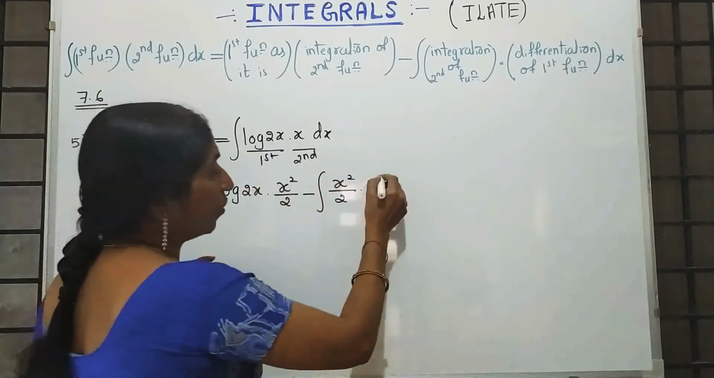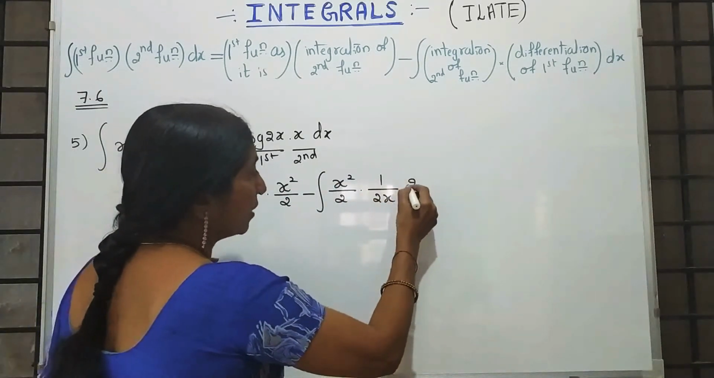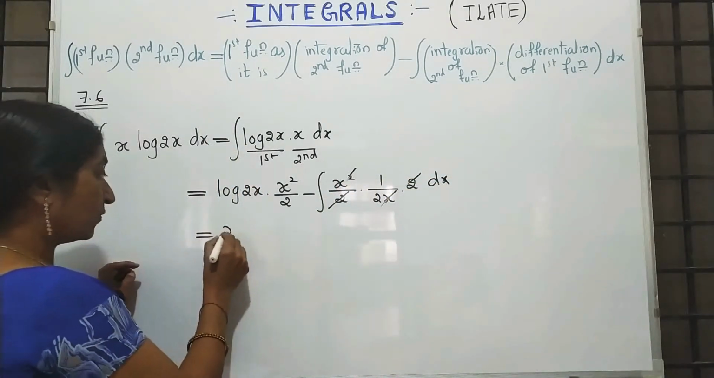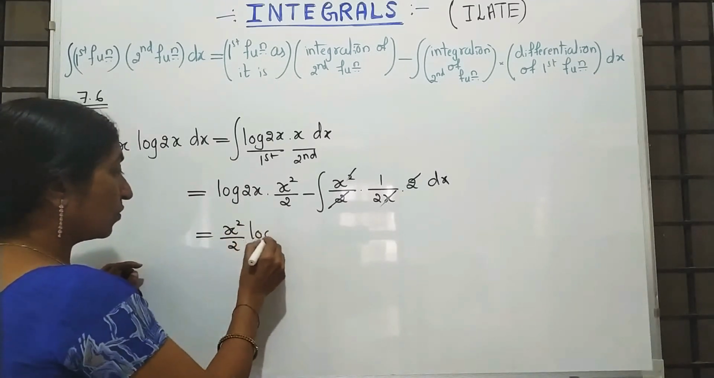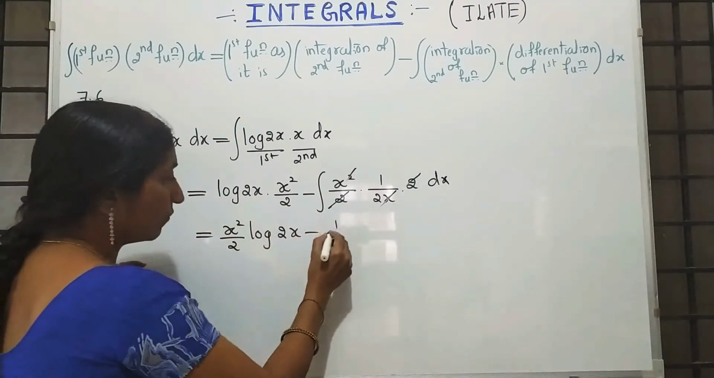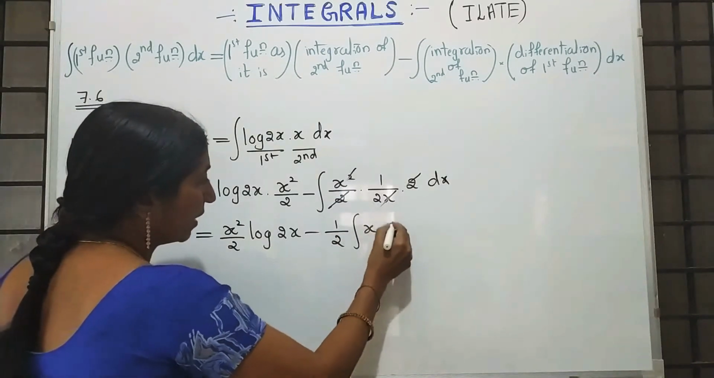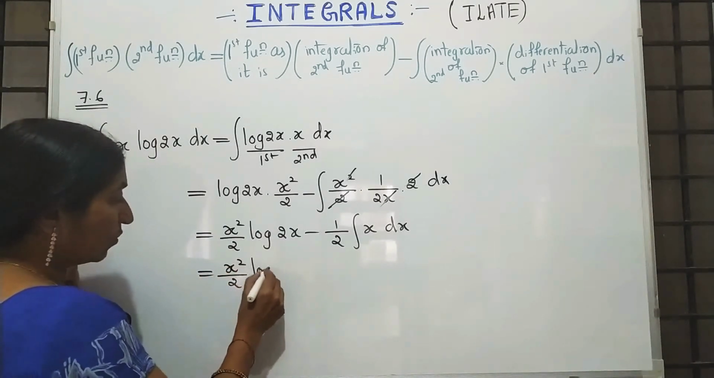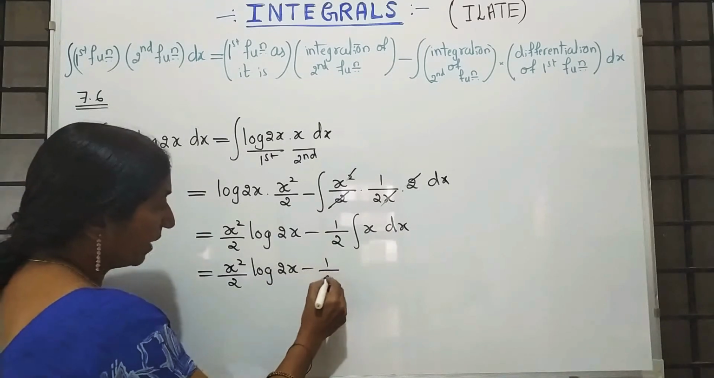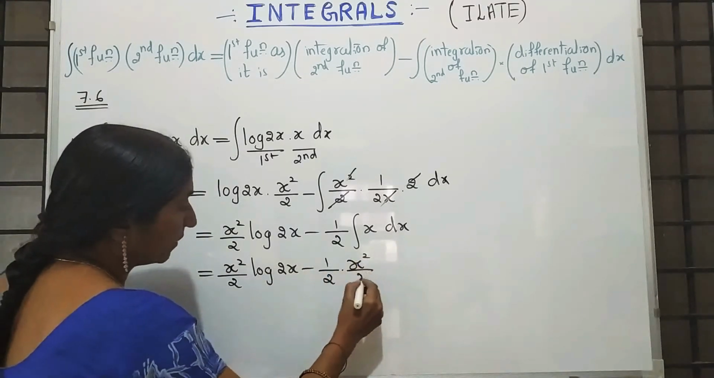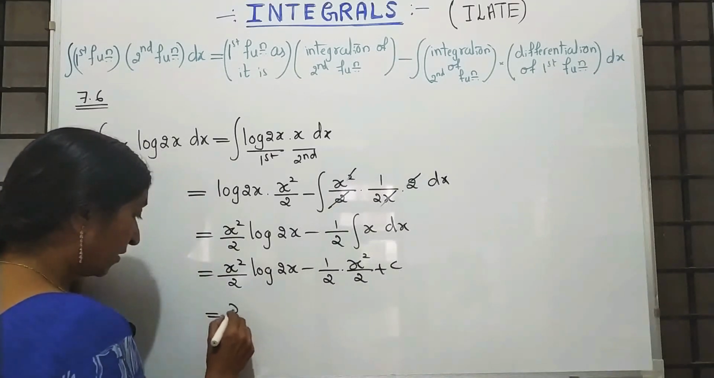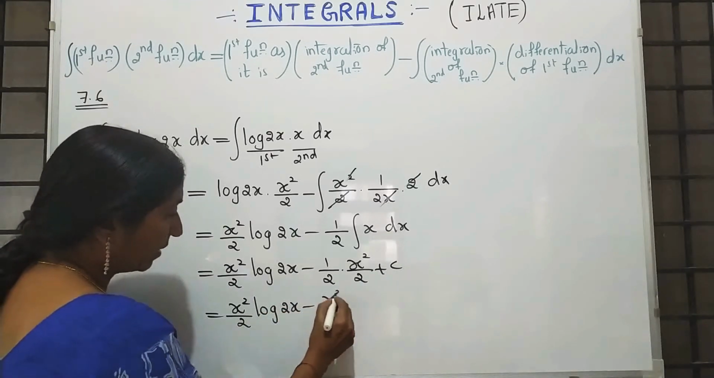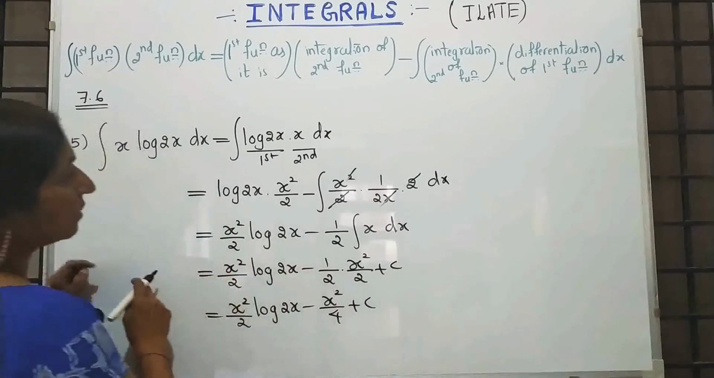In differentiation, the derivative of log 2x is 1 by 2x into 2 into dx. This 2 gets cancelled, 1 by x gets cancelled. So it is x square by 2 log of 2x minus 1 by 2 constant. What is remaining? x is remaining under integration. So it is x square by 2 log 2x minus 1 by 2 as it is, integration of x is x square by 2 plus c. So this is x square by 2 log 2x minus x square by 4 plus c.